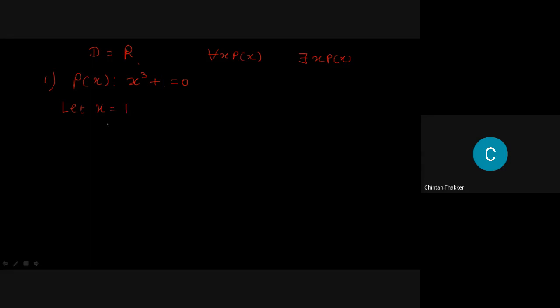x equal to 1, then x cube plus 1, it is 1 cube is 1 plus 1, so it is 2. It is not equal to 0, so therefore p of 1 is false. Now we got one value for which p(x) is false. Therefore, for all x p(x) is false.